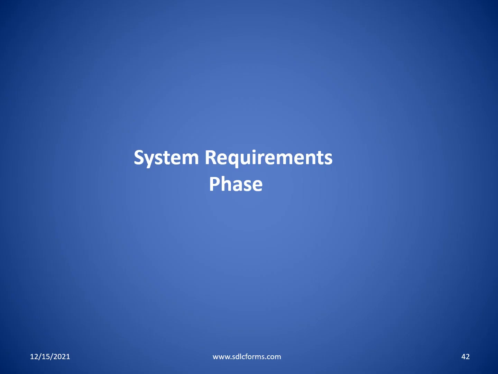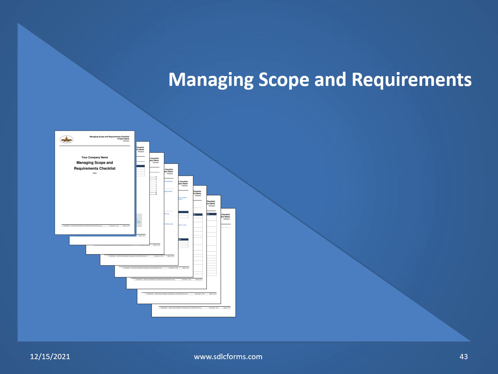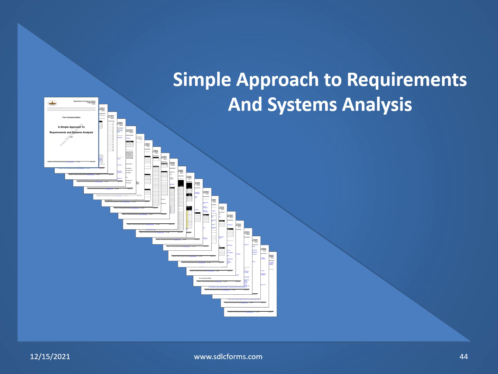The System Requirements phase defines the major functions of the intended application or system. Managing Scope and Requirements provides a checklist of numerous topics to help manage the scope and requirements for a project. This simple approach is to provide a less stringent version of the requirements and systems analysis of a project.